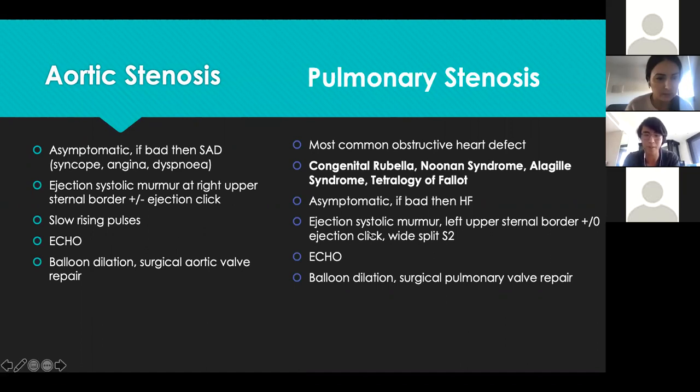And this will also be an ejection systolic murmur, this time in the left upper sternal border. Something to note is that the pulmonary stenosis is a wide split S2, but it's not fixed like your ASD as well. And again, similar investigations, echocardiogram, you can dilate it with a balloon and you can repair it with surgery.